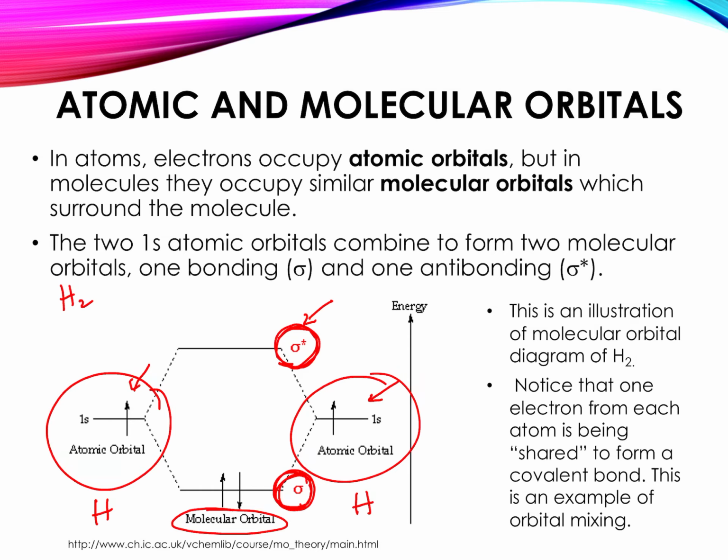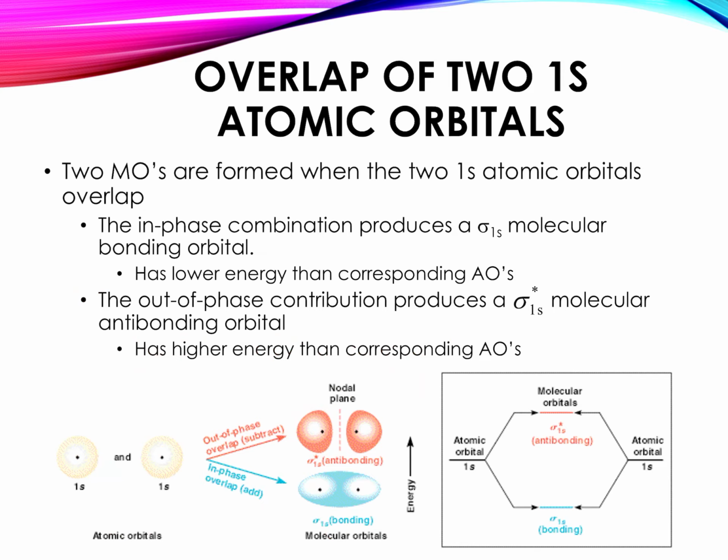So let's see some more. When we are forming these, we're having our 2 molecular orbitals being formed. We have that sigma 1s, which is our bonding orbital, which again is lower in energy than our atomic orbitals, and our sigma star 1s, which is our antibonding orbital, which is going to be higher in energy than either one of our atomic orbitals. When we get our in-phase overlap, that is when we are going to get the bonding, this one here. That's going to be our bonding molecular orbital. When we get the out-of-phase overlap, then we are going to get our antibonding.